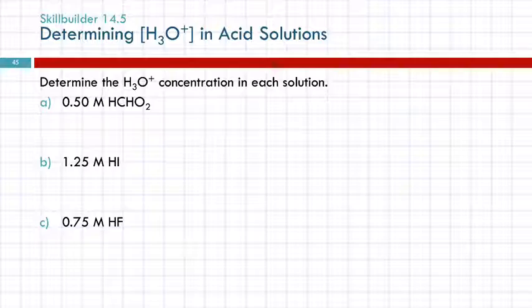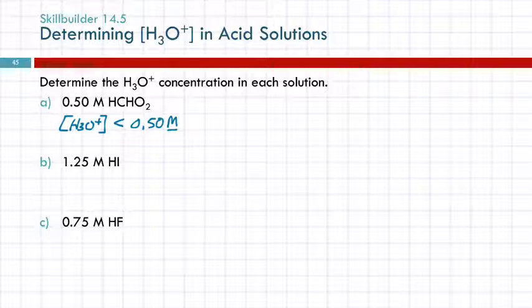So what can we know about the concentration of hydronium ions? It's going to be less than 0.5. So we would say the concentration of the hydronium ions is just less than 0.50 molar. You could calculate it using an equilibrium constant, but we don't need to, so we're not going to.